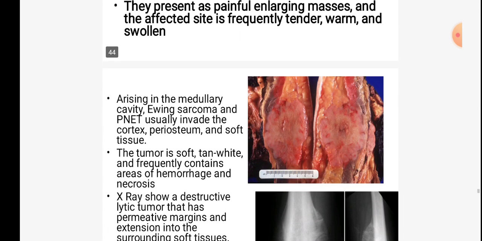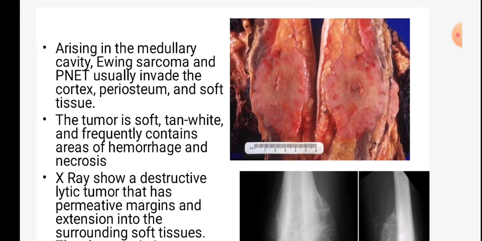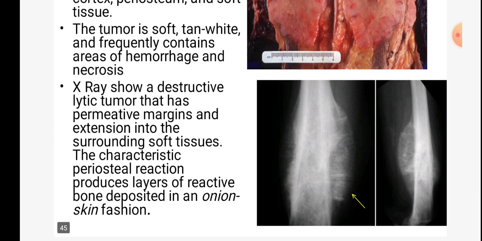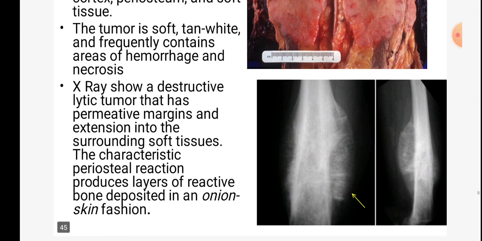The sites are tender, warm and swollen. The gross features: they usually invade the cortex, periosteum and soft tissues. The tumor is soft, tan white and frequently contains areas of hemorrhage and necrosis. What are the X-ray findings here? A lytic tumor that has permeative margins and extension into the surrounding tissues. Onion skin fashion, the layers of reactive bone deposition, is the classical radiological finding in Ewing sarcoma. Okay, that is onion skin fashion.